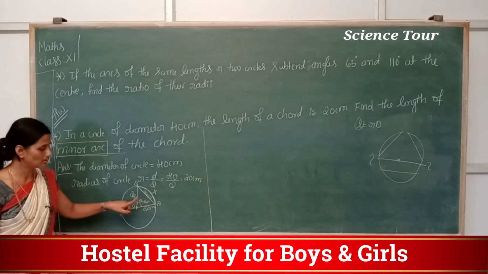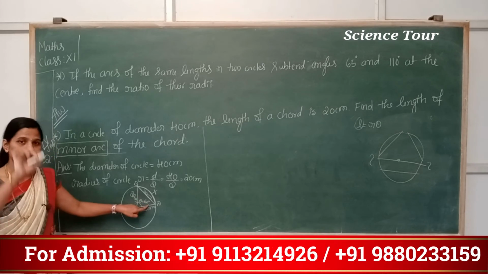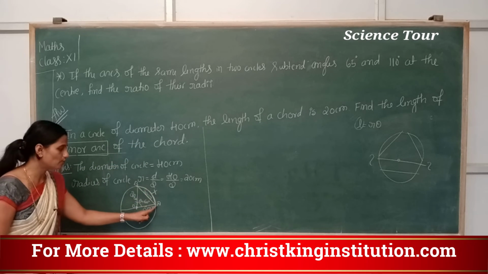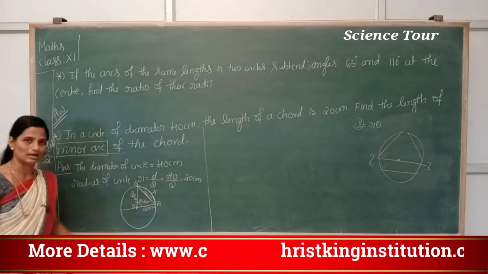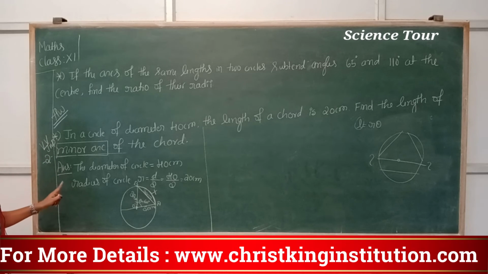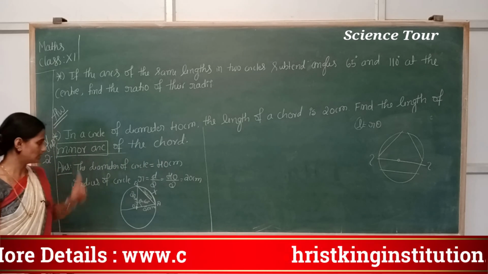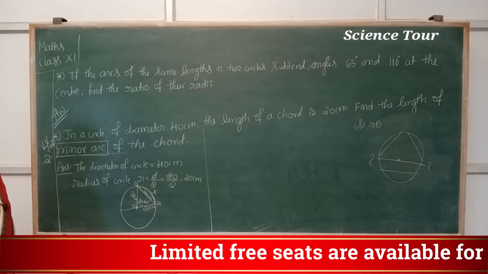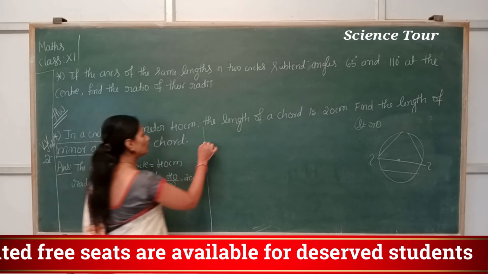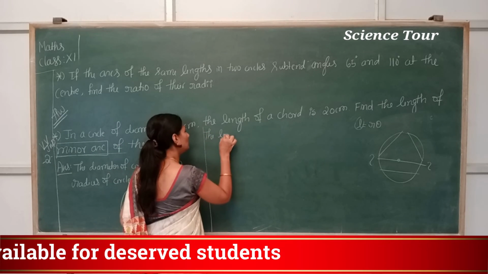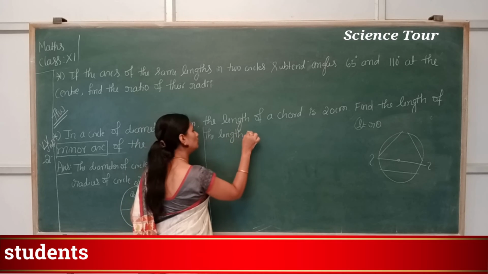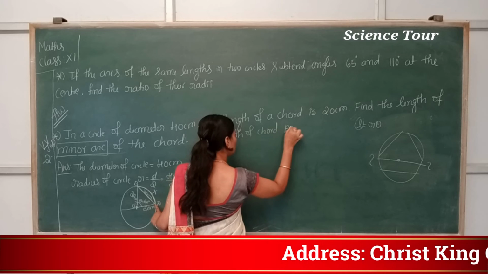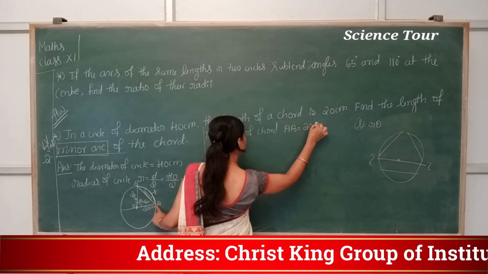Radius is 20 centimeter. Theta is 60 degree. Convert that to radian and substitute in the formula and find the length of the minor arc. This is the minor arc. Clear? Yes. Now what to write? The diameter of the circle is 40 centimeter. The radius of the circle is 20 centimeter. Now next, the length of the chord. I'll mark here from the figure, AB is equal to 20 centimeter.